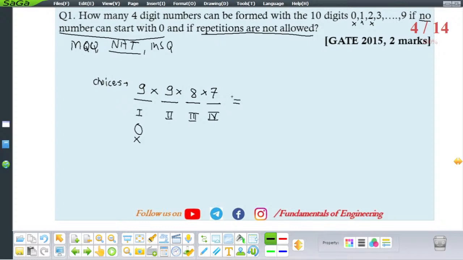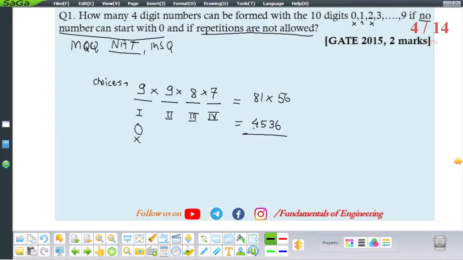So you have to do the multiplication and you will get the answer. 9 into 9 into 8 into 7. That is 81 into 8 into 7, how much? 56. Remember all the values. Do the calculation correctly. So 81 into 56, we are getting the final answer 4536.